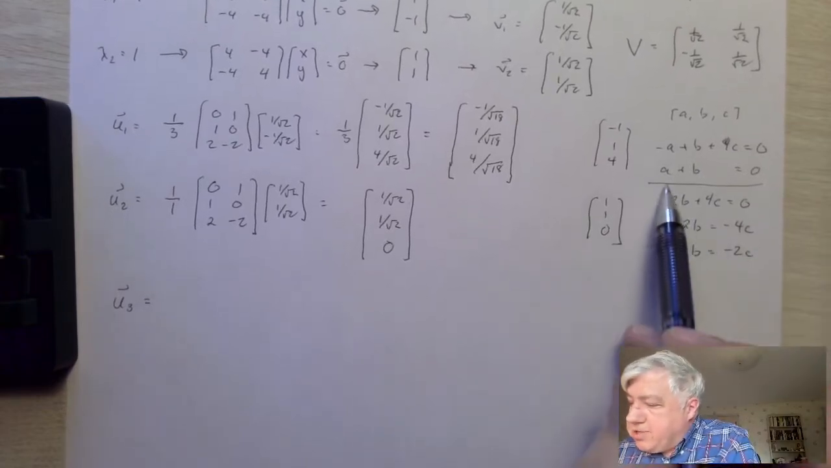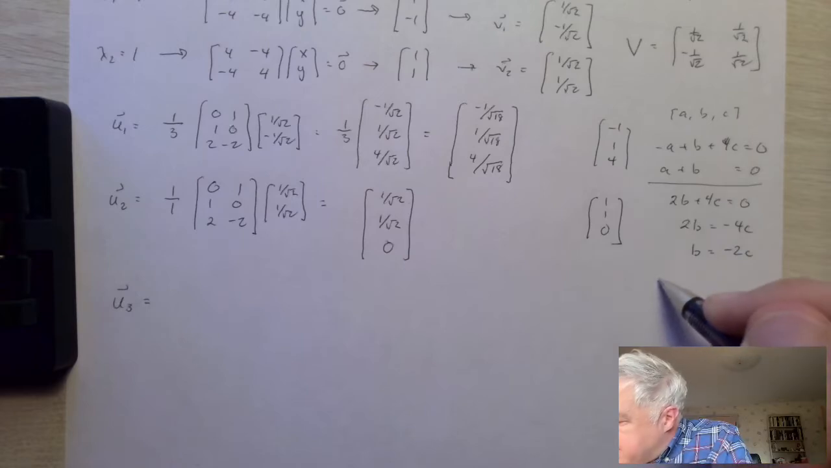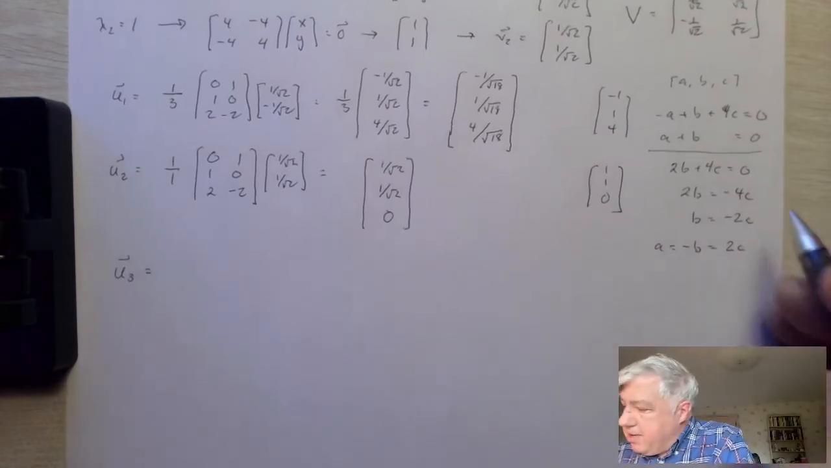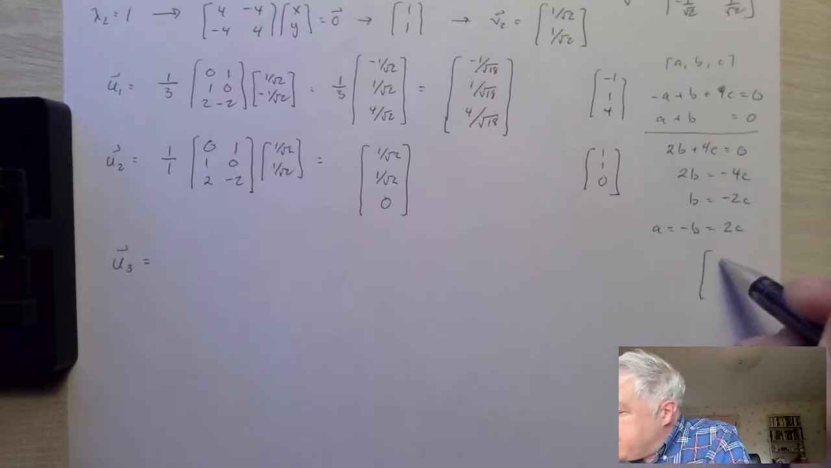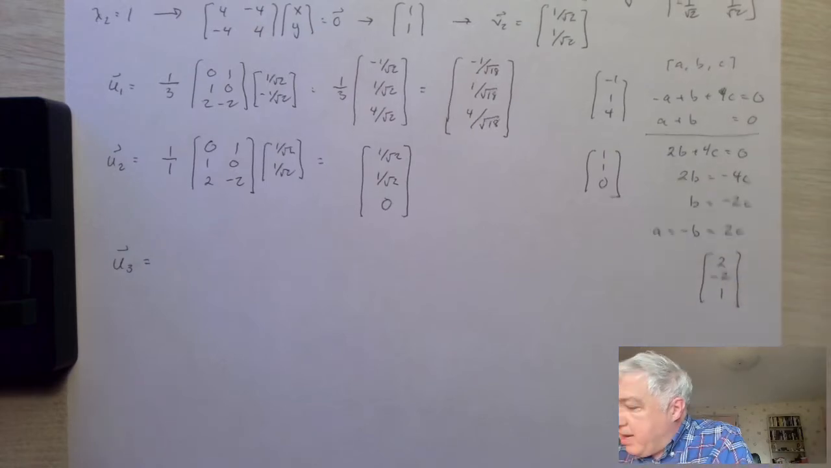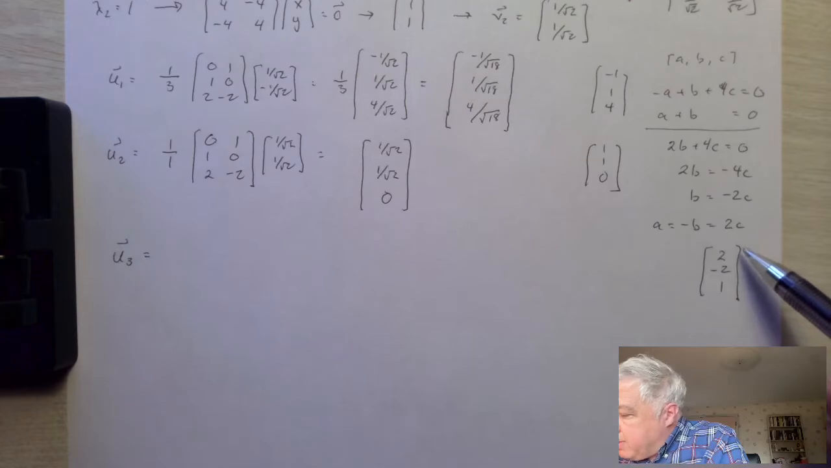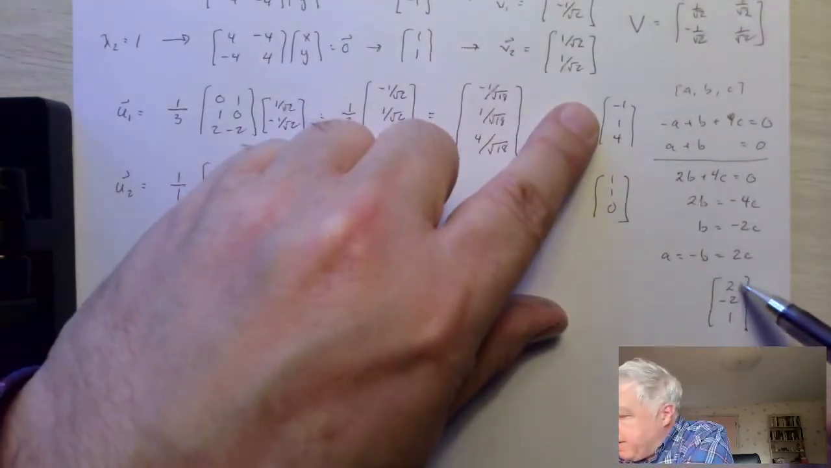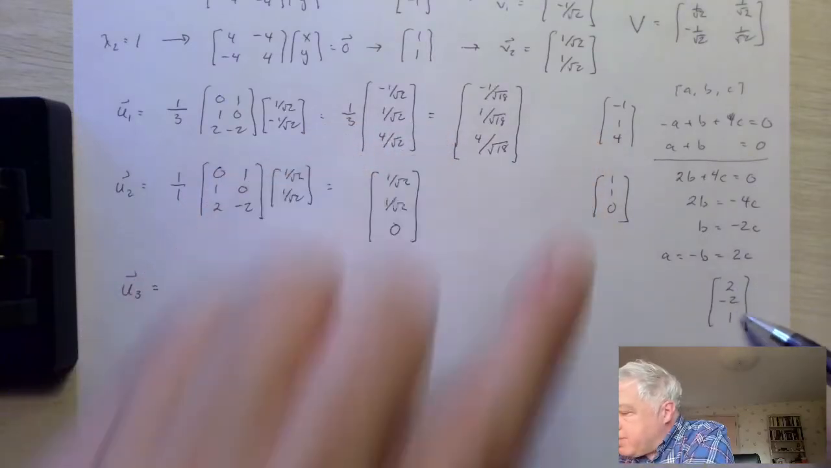And it's easy to check that from here, a and b have to be opposites. So a is going to be minus b, so this will be plus 2c. And so we can let c equal 1, and we'll get 2, -2, and 1. Okay, and we can check that these are indeed orthogonal to both of these vectors, right? It's -2 plus -2 plus 4 is 0, and 2 plus -2 is 0.